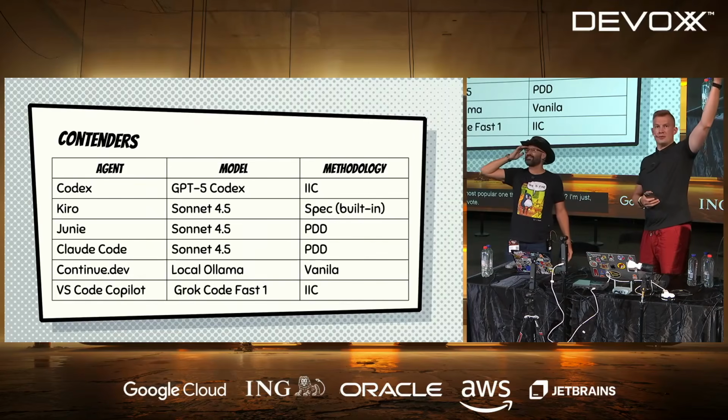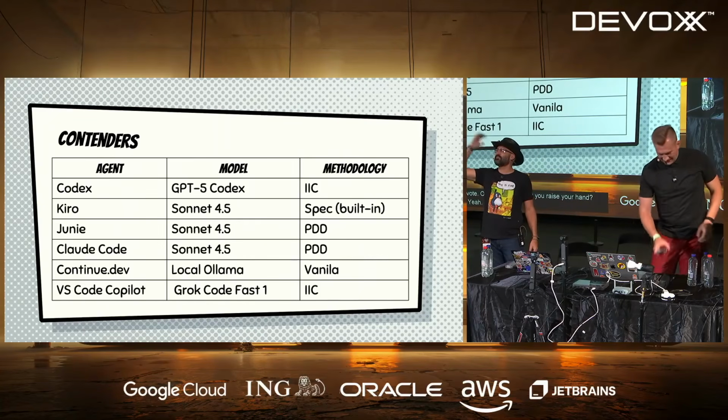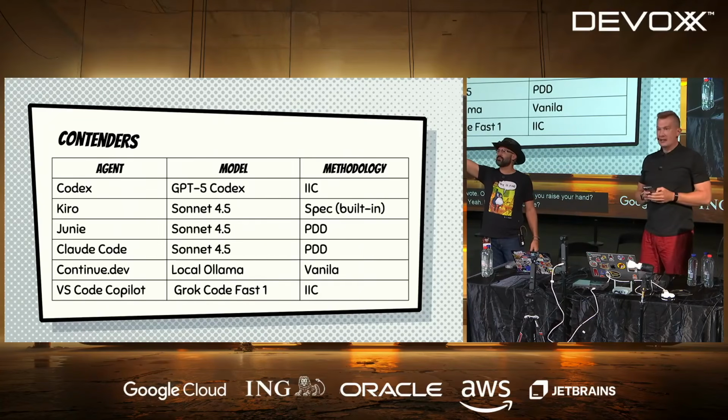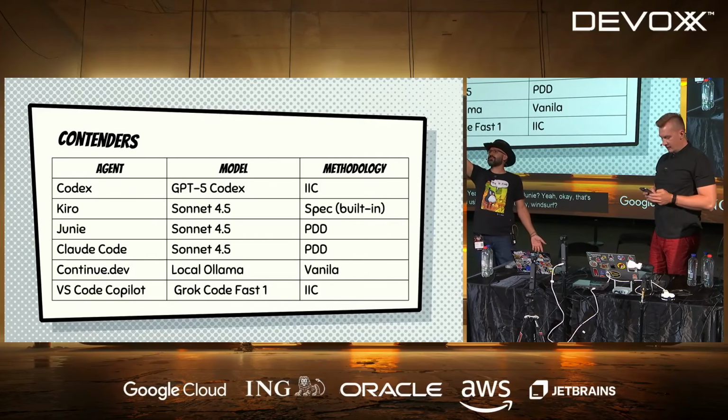Okay. But why didn't you raise your hand? He did. It's confusing. JetBrains Junie. Okay, that's some hands. What are you using? Windsurf. Okay, Windsurf. Who's using Windsurf? For the win. Yes. Okay, okay.